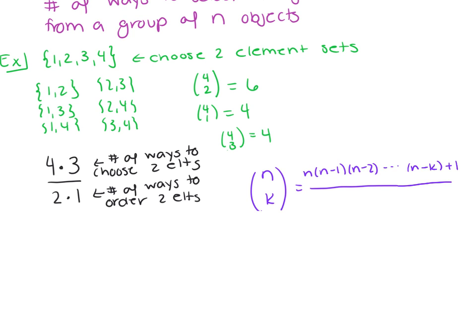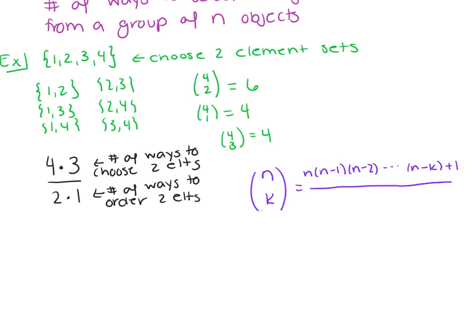But how does that make sense, that there are K things here? I get that there are K things, but why do you stop at N minus K plus 1? Because of the number of ways to choose K elements: this is my first element, this is my second element, this is my third element, and this is my kth element.